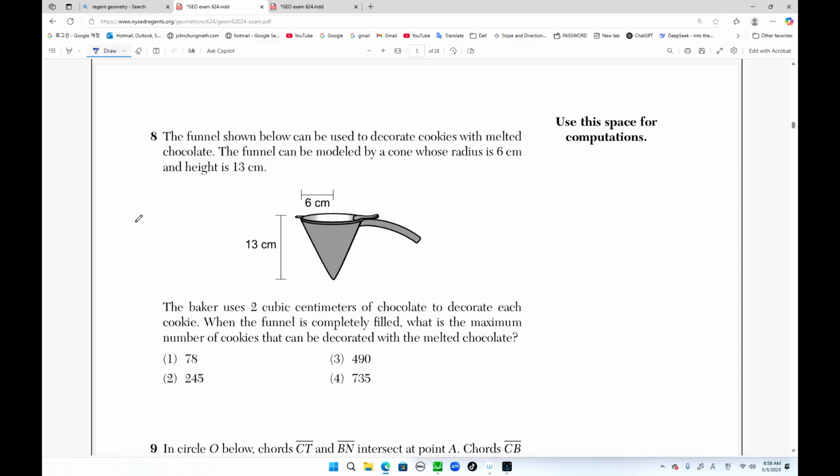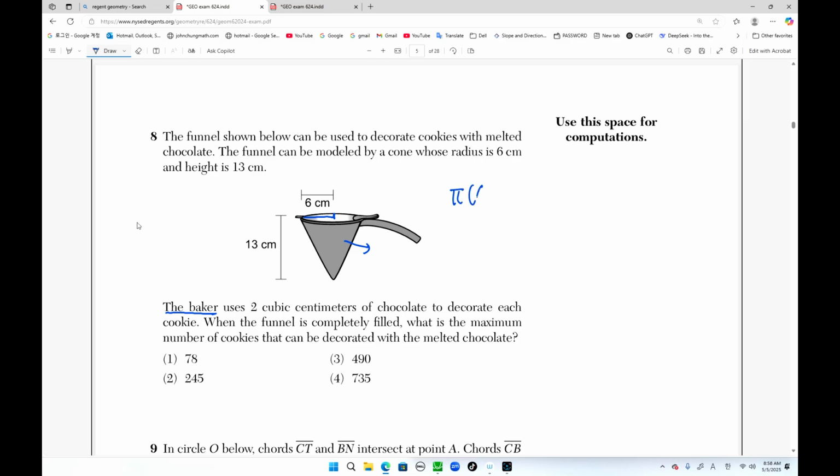Okay, we have a cone-shaped beaker, okay? Cone-shaped. The height is 13 and the radius is 6 centimeters, okay? So the baker uses 2 cubic centimeters of chocolate, okay? So how many bakers? Okay, so what is the volume of this one?